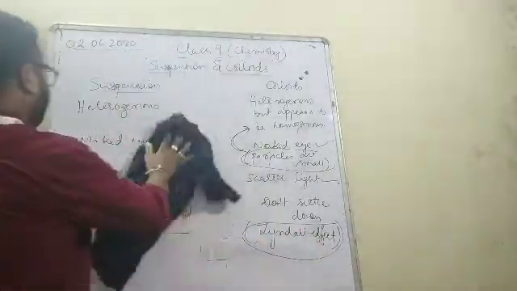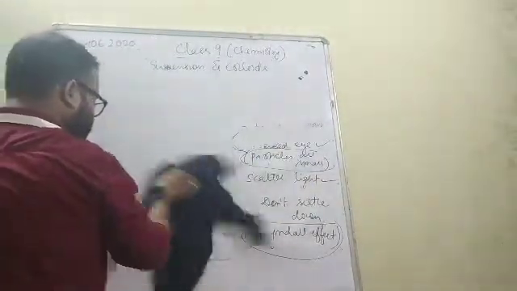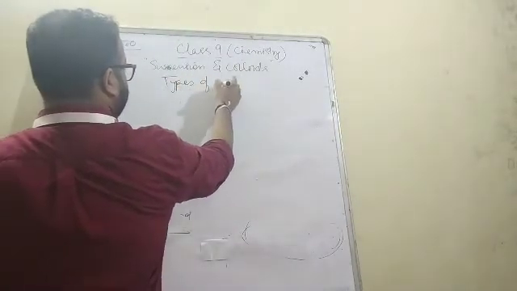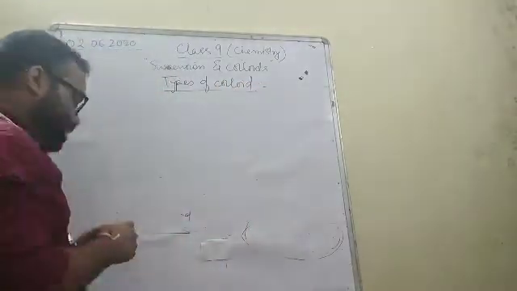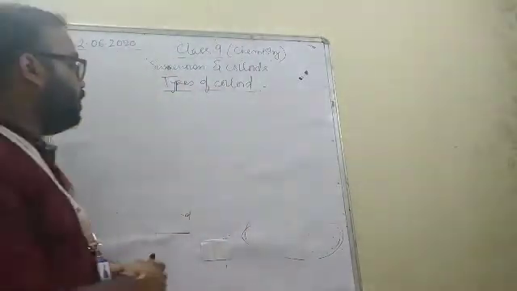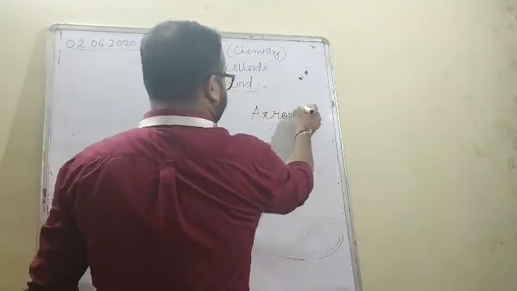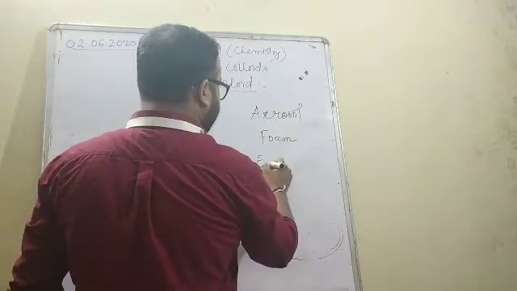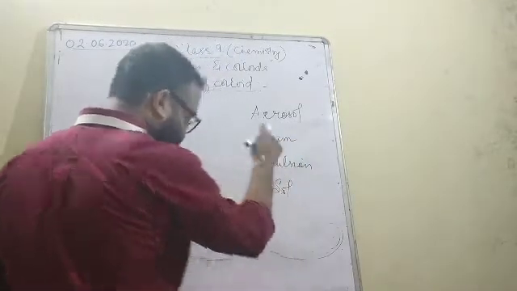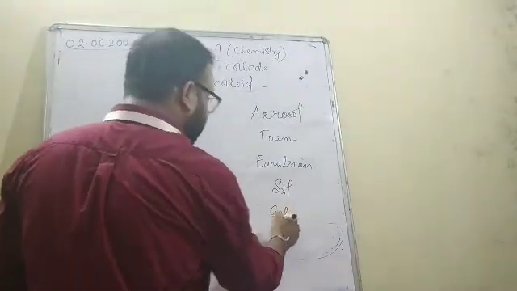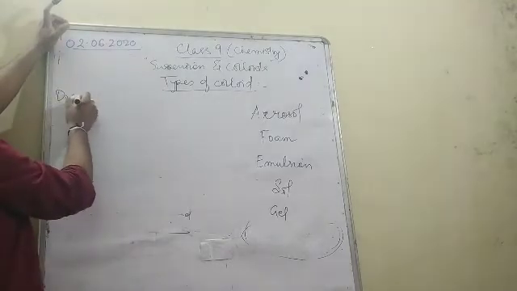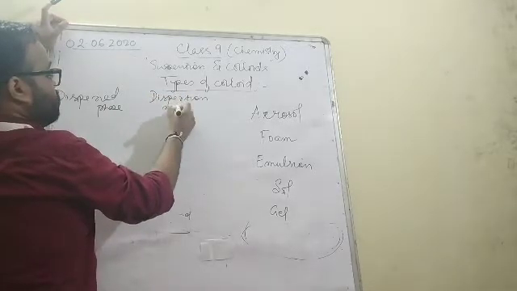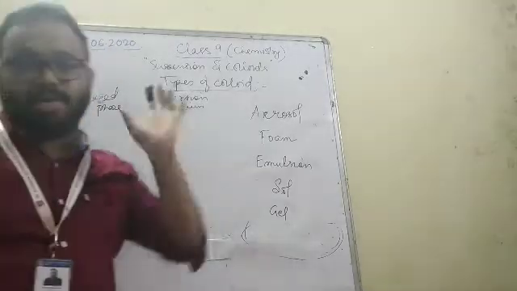Next I will show you the different types of colloid. You have aerosol, foam, emulsion, sol, gel and many more. In colloids we have two things: one is the dispersed phase and the other is the dispersion medium.